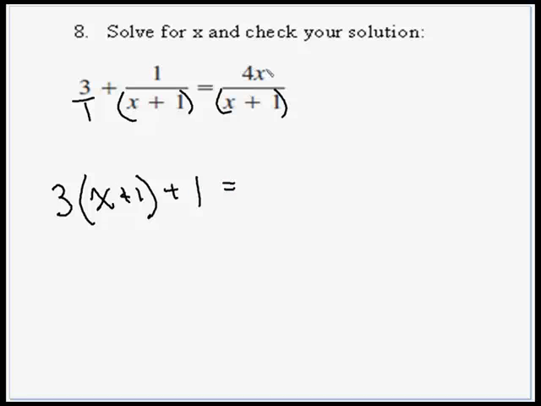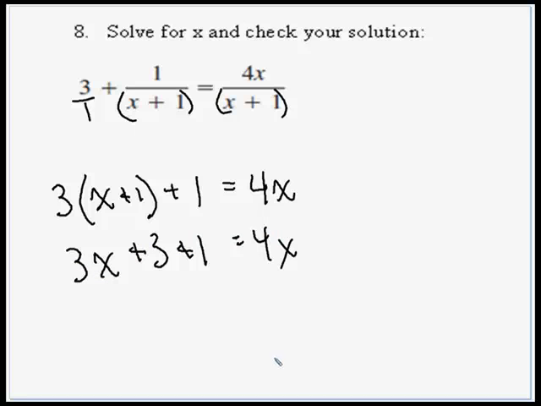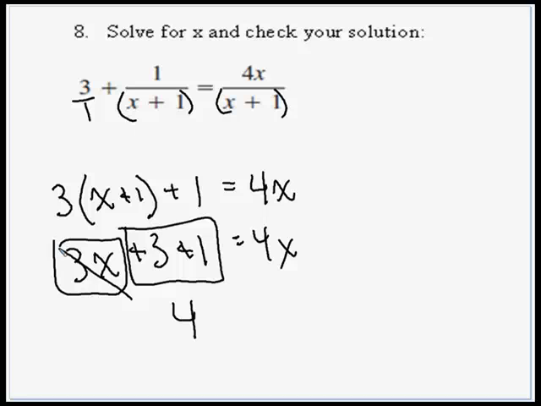That's equal to. Here we have a 4x. We have the common denominator under it, so we're good to go. Distribute the 3. 3x plus 3 plus 1 equals 4x. So we combine those. 1 and 3 add up to 4, and we subtract 3x from each side. 4x minus 3x is 1x. X is equal to 4.